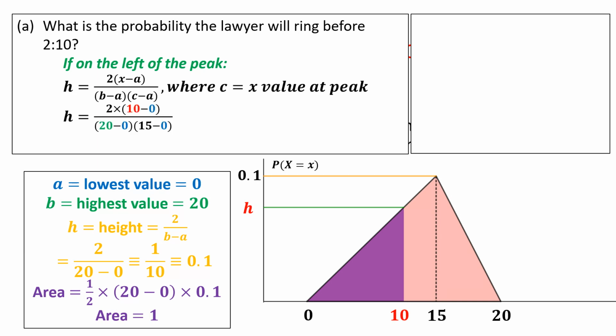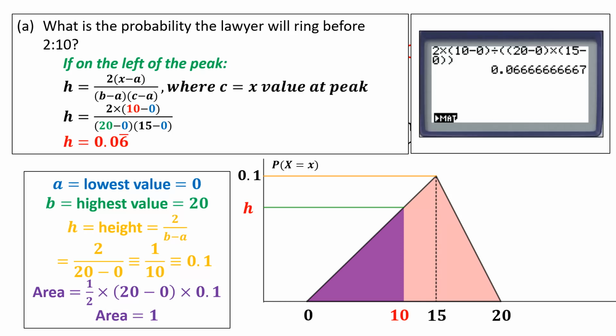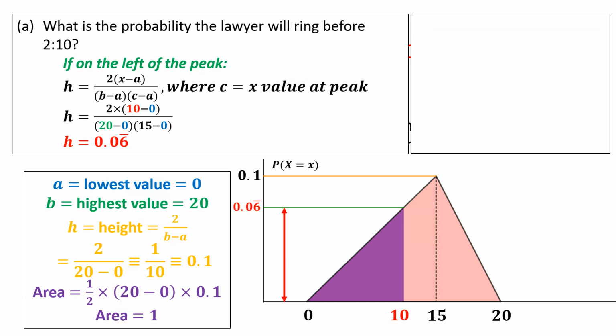So whenever you see an x, you put 10. Whenever you see an a, you put 0. Whenever you see a b, you put 20. Whenever you see a c, you put 15. You substitute that into your calculator, and you should get a height of 0.06 recurring. So we know the height of the triangle is 0.06 recurring.